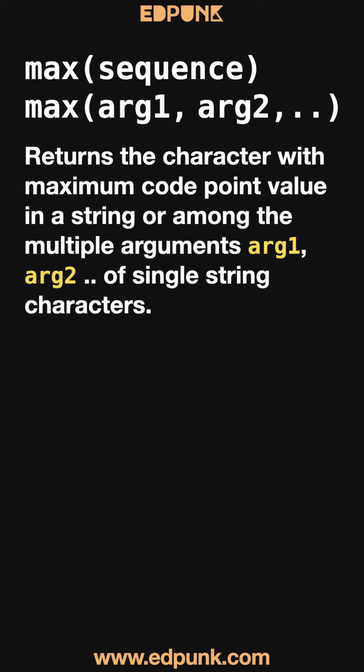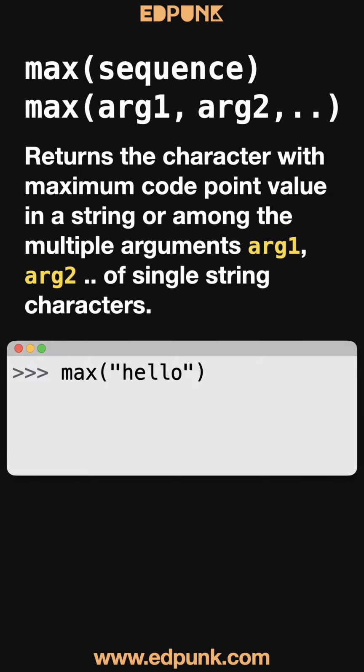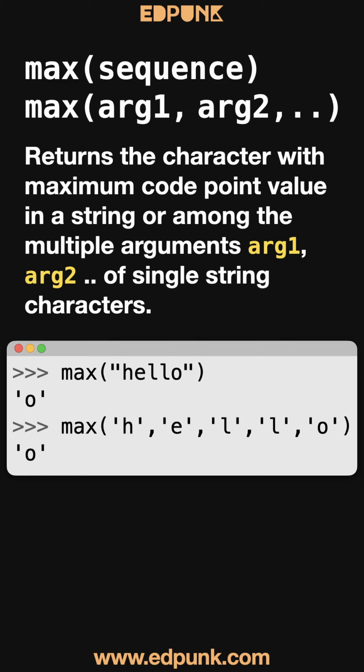In case the sequence is of type string or the arguments are single character strings, the max function returns the character having the maximum code point. For example, max of string hello returns string o as character o has the maximum code point. Similarly, max of string h, string e, string l, string l, string o returns string o as character o has the maximum code point.